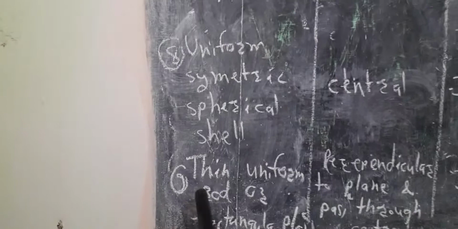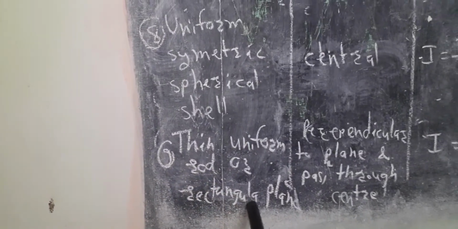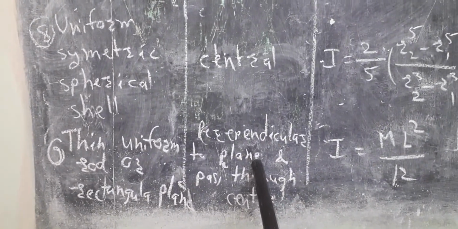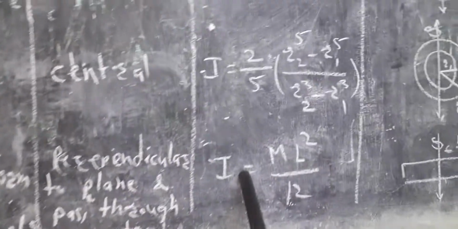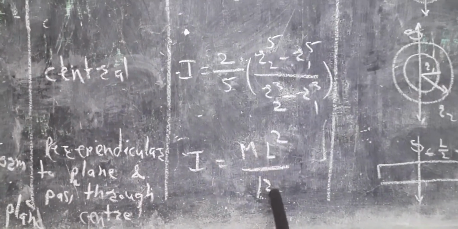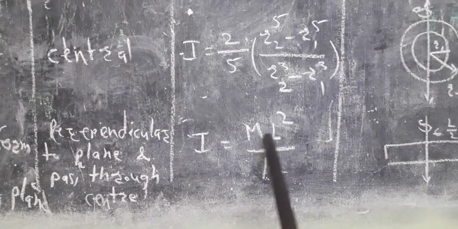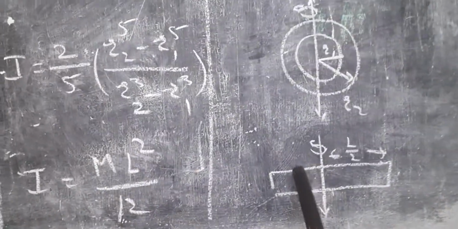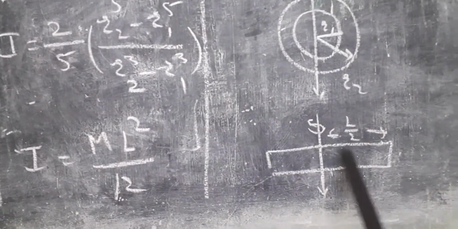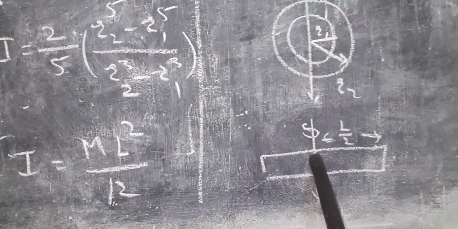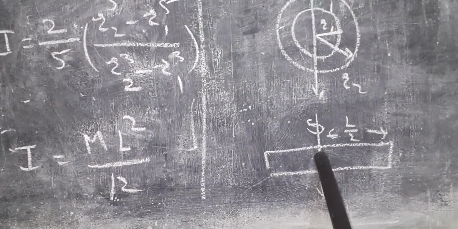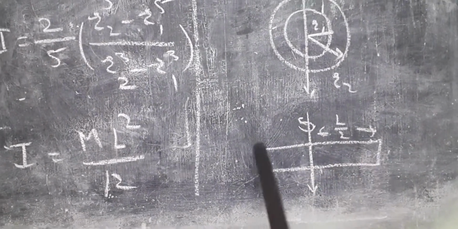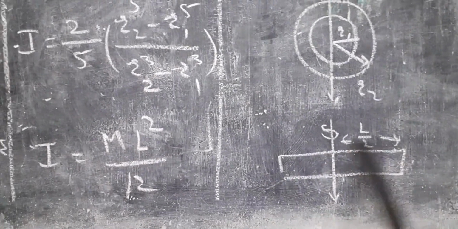Then the next object is a thin uniform rod, or we can say a rectangular plane. Here the axis is passing through the center point and perpendicular to its length, and the value of moment of inertia comes out to be ML²/12. So the number is 12 here. In the diagram, this is a rod or rectangular plane, and the axis is perpendicular to the length of the rod and passing through the point of symmetry, that means the center of mass. The length from this to this is L/2, and from this to this is L/2, so the total length is capital L.